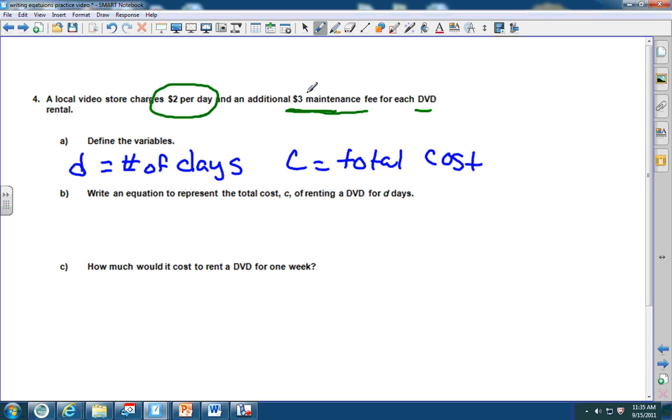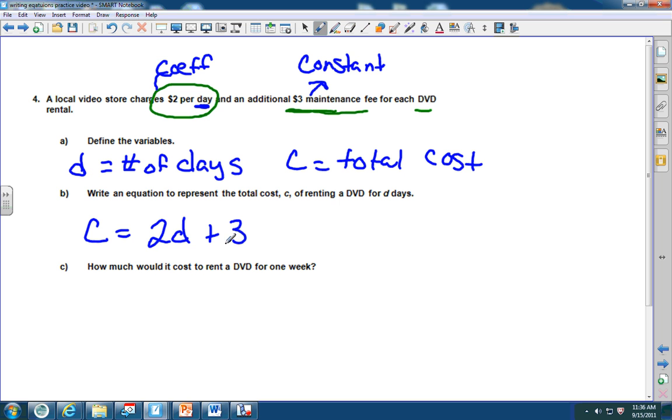Now, up here, which one of these two things is my coefficient? Coefficient is the thing that I'm going to multiply by. Here it is right here. Here's my coefficient because it's got to multiply by the number of days. This is a one-time charge for the DVD. One-time charge is your constant. So my equation, the total cost equals $2 times each day plus $3, which is a one-time fee.